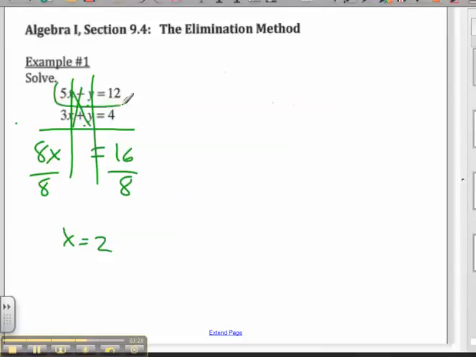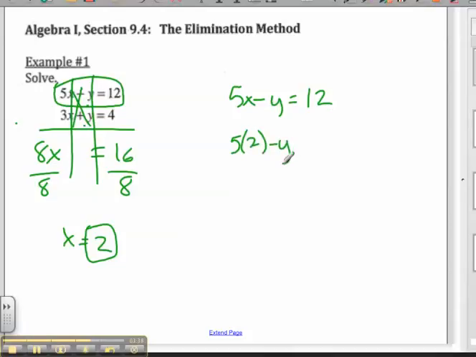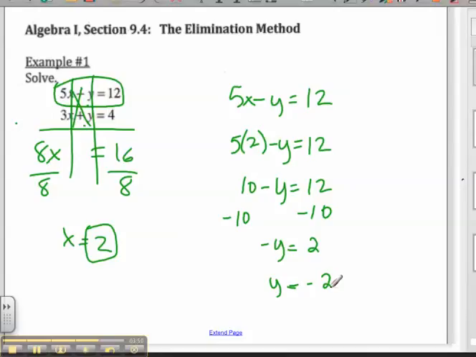So I'm going to pick one of these equations. I'll just say 5x minus y equals 12. And I'm going to plug in the 2 for x. So I'm going to get 5 times 2 minus y is equal to 12. 10 minus y is equal to 12. When I subtract 10 from both sides, I get the opposite of y is equal to 2. So y has to be negative 2. So what's the ordered pair that solves this system? Miles? 2, negative 2. Okay?